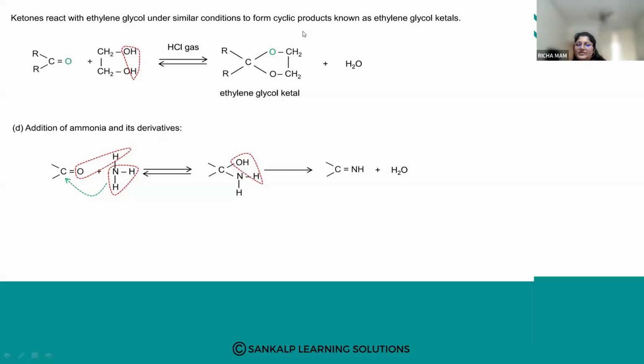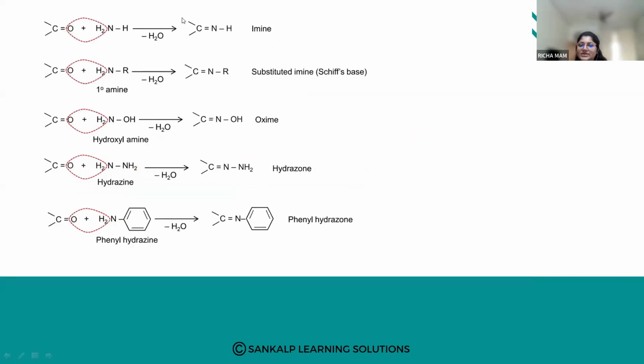Then we have seen the addition of ammonia and its derivatives. You are going to get different systems. That is the imine system, C double bond NH. Here, first I have taken ammonia, and with ammonia I get an imine system. If I react the carbonyl carbon with a primary amine, you get a substituted imine, which is called a Schiff base. When I react it with hydroxylamine, I get an oxime. Please see the double bond placement: C double bond NOH.